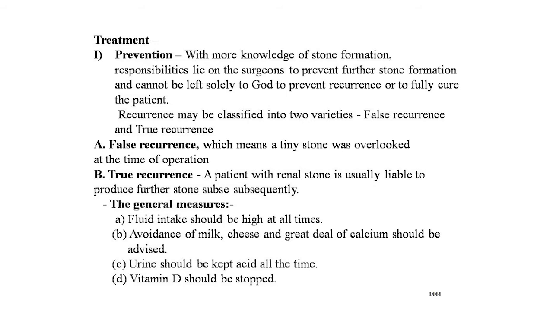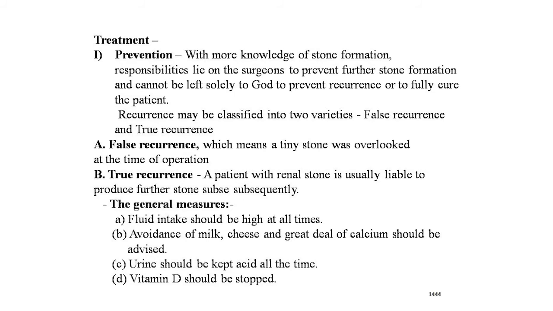With more knowledge of stone formation, responsibility lies on the surgeons to prevent further stone formation, and it cannot be left solely to God to prevent recurrence or to fully cure the patient. That's why the surgeon should try at his level best. Recurrence may be classified into two varieties: false recurrence and true recurrence. False recurrence means tiny stones were overlooked at the time of operation. True recurrence means a patient with renal stones is usually liable to produce further stones subsequently.